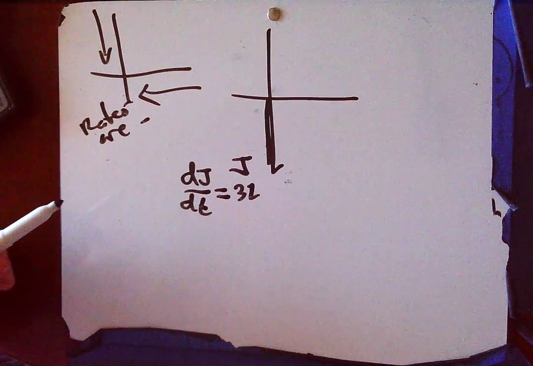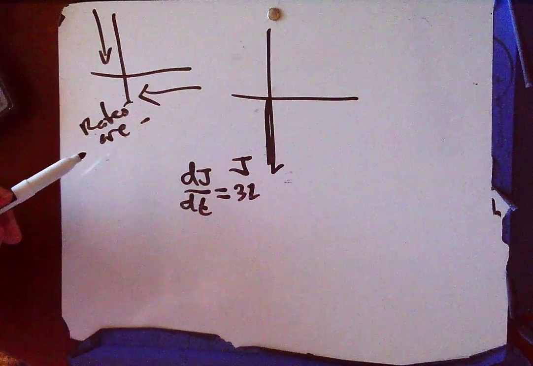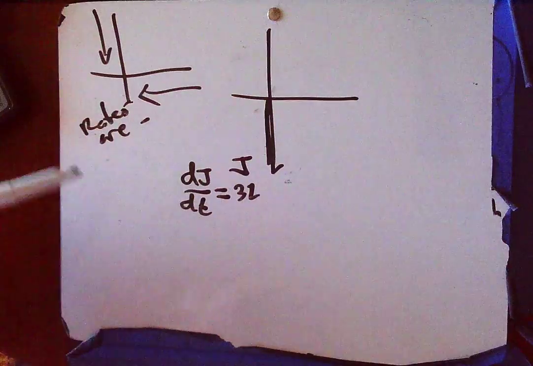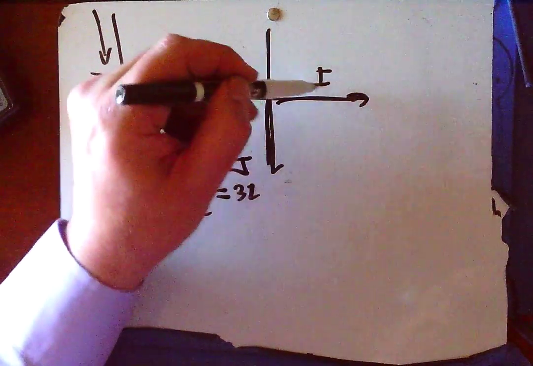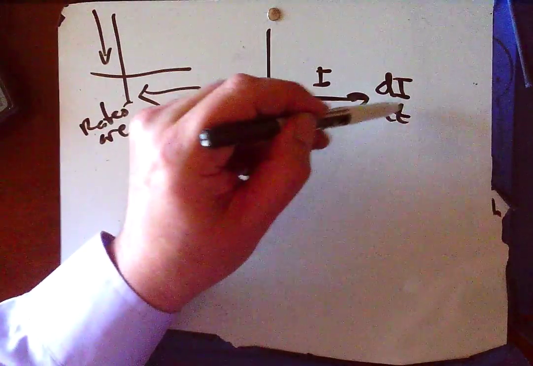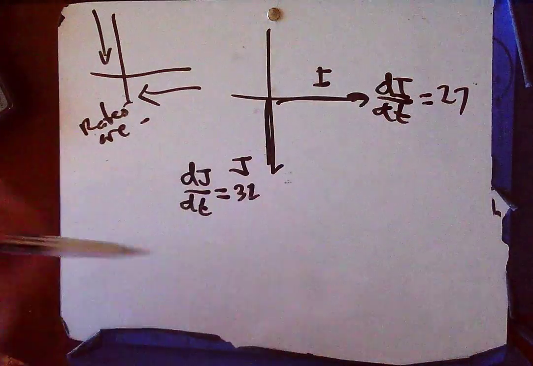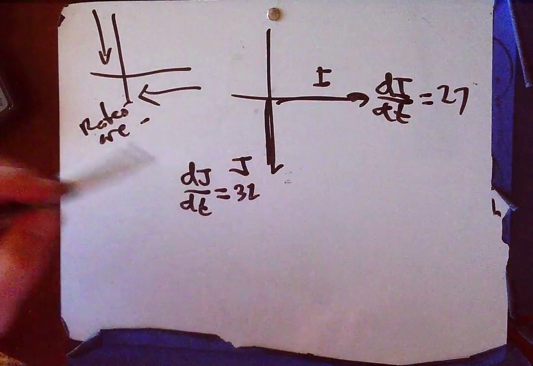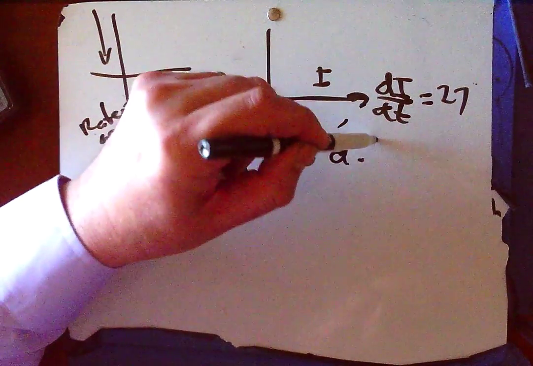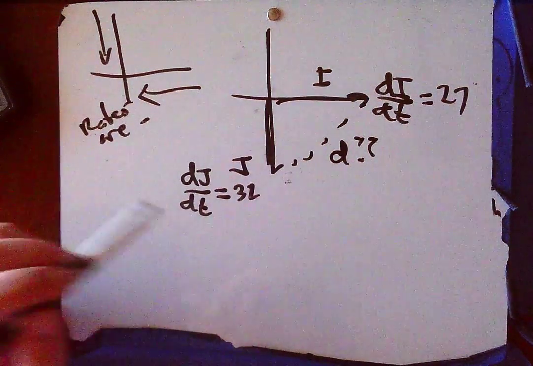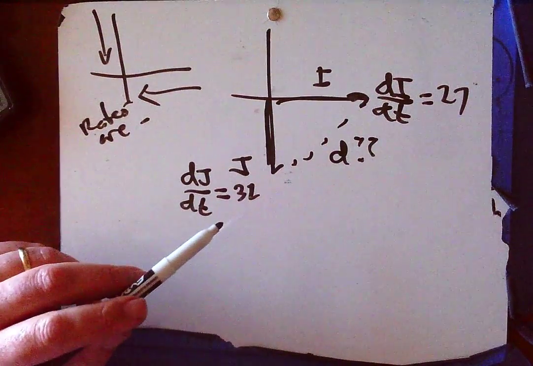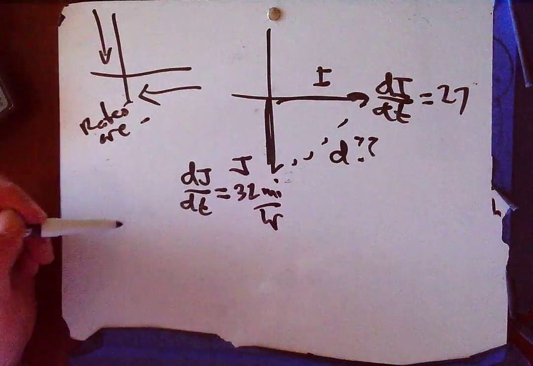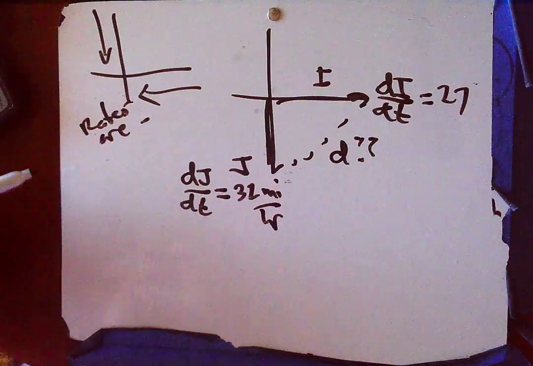And then I see that Isaac travels east at the same time. There's Isaac, and dI/dt is 27, I believe. Yes. How far apart are they after 12 minutes? I don't know what that distance is. Okay. So remember, these are rates given in miles per hour. And it says, how far apart are they after 12 minutes?